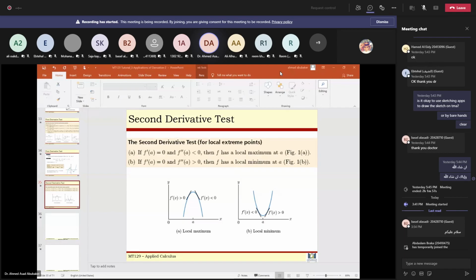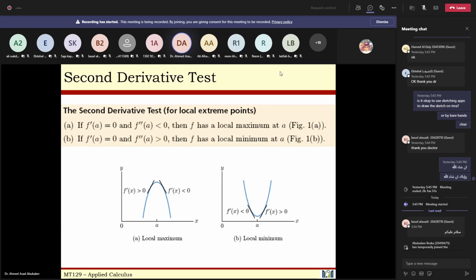Okay, in the name of God, the Most Gracious, the Most Merciful. God willing, we will start with the second derivative test subject. This is also in chapter or tutorial number 3. After that we have some optimization problems in this tutorial. Okay, the second derivative test is used to find local maximum and minimum for a stationary point.